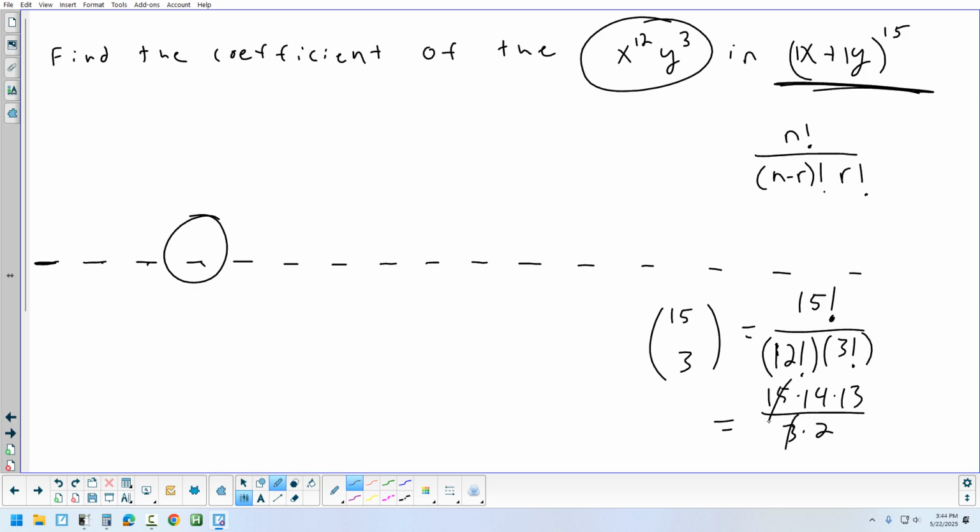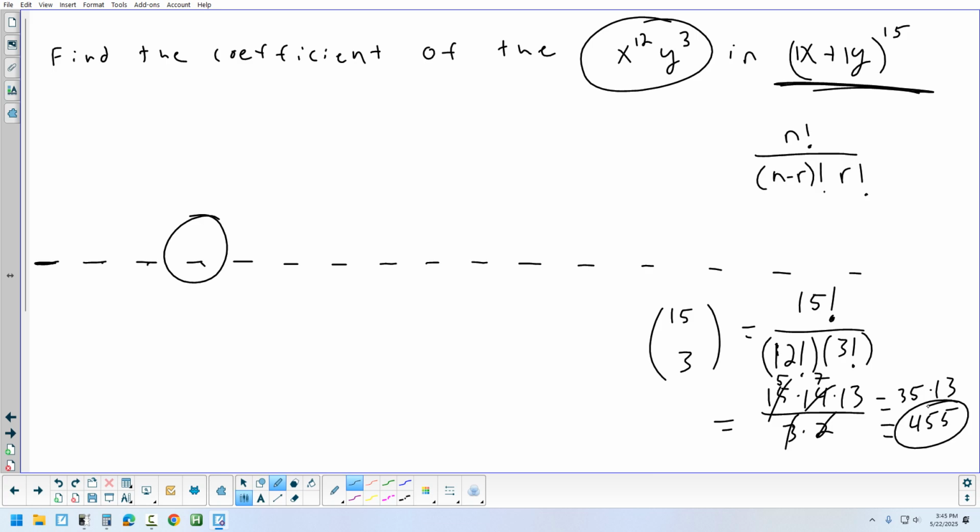3 goes into 15, 1 and 5, and then 2 goes into 14, 1 and 7. And now we have 5 times 7 is 35. And we need 35 times 13, which is 455. So that would be the number, the coefficient of x to the 12th y cubed.